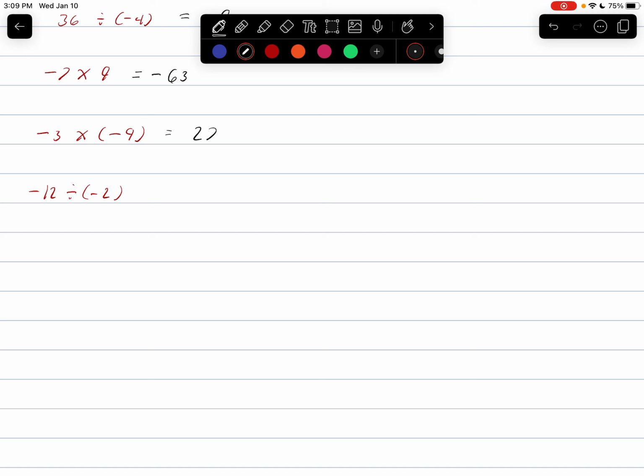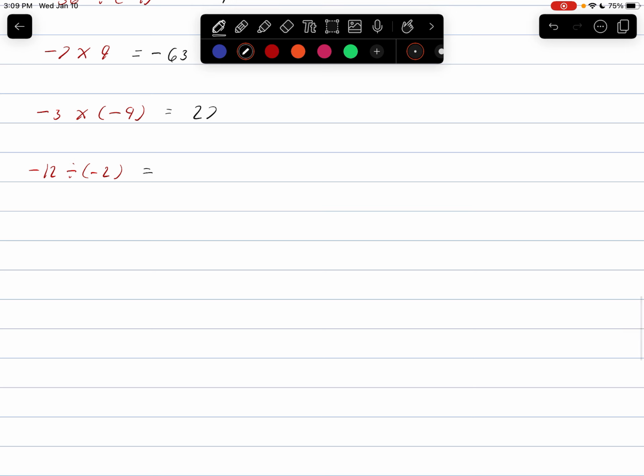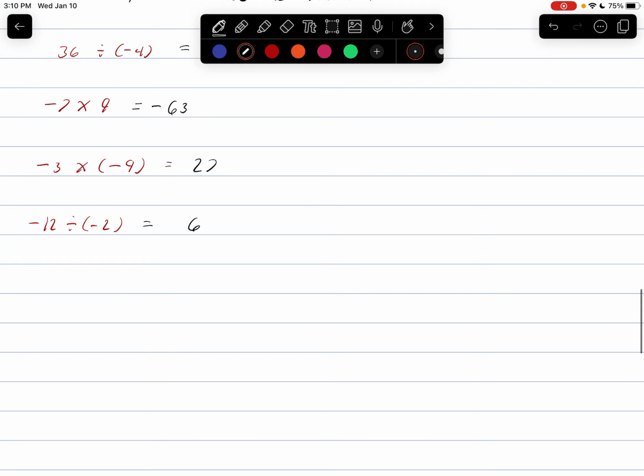Okay, now we have negative 12 divided by negative 2. Well, if we divide first, ignoring the signs, we'll get 6. But we see that we have a negative and a negative. We have negative 12 and negative 2. That means we're going to have a positive answer. So the final answer is going to be 6.